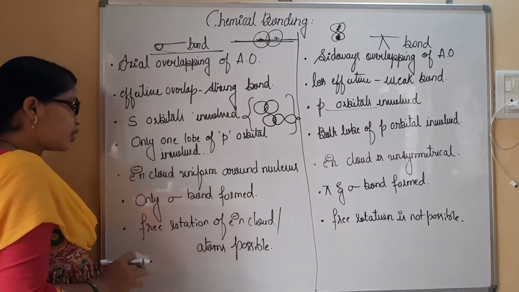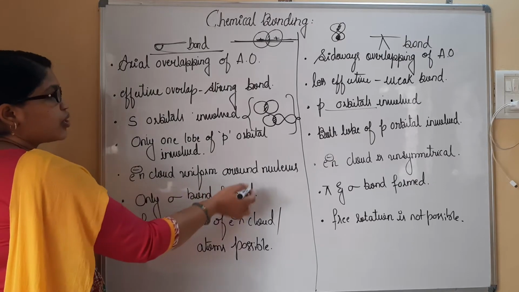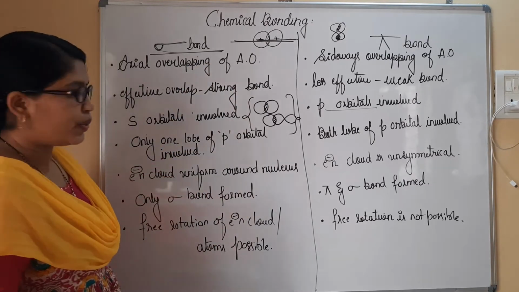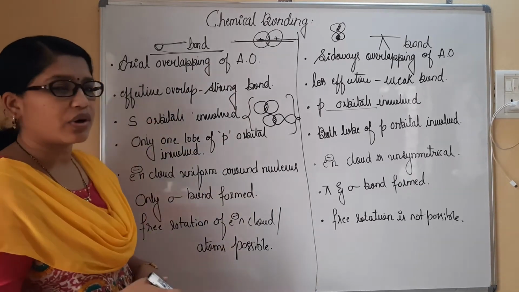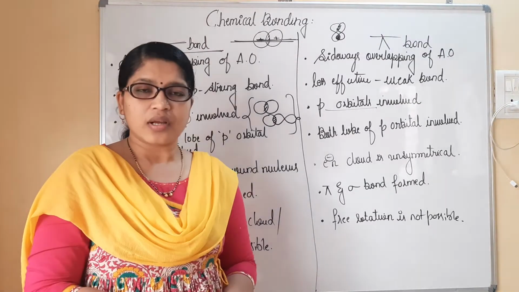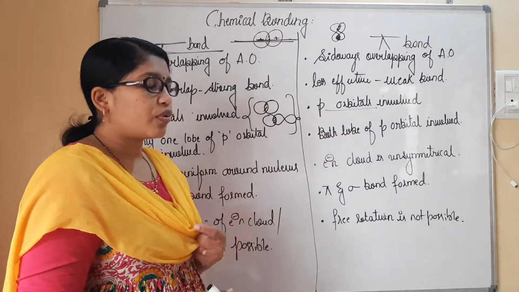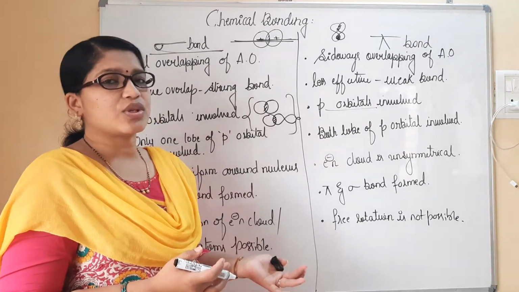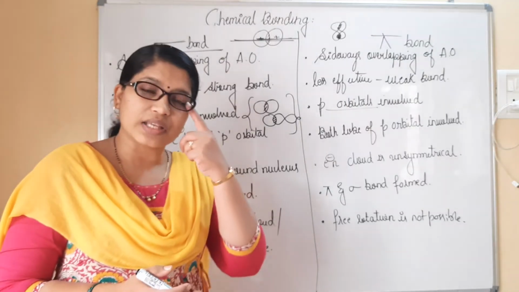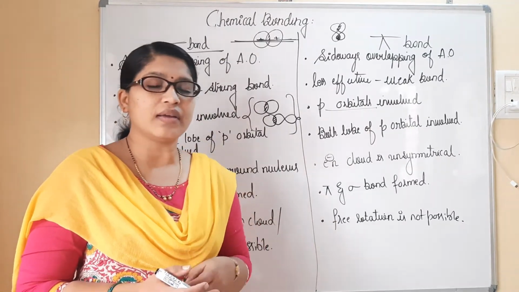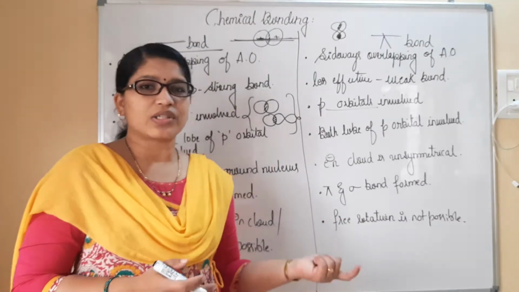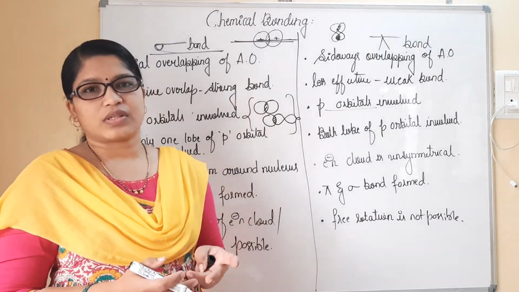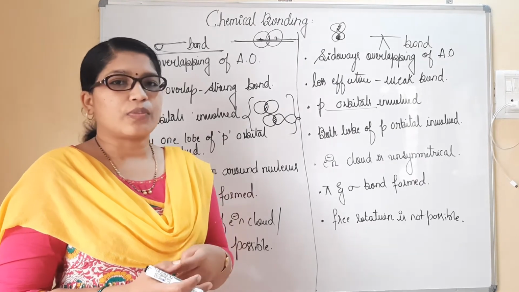Next one, here electron cloud is uniformly distributed. These are the points I have quoted, it is not necessary that all the points must be written. Based on the marks for which they have asked this question, if it is asking for 3 marks, you are supposed to write 5 differences. If it is for 2 marks, you are supposed to write 4 differences. At the maximum 4 you are supposed to write.